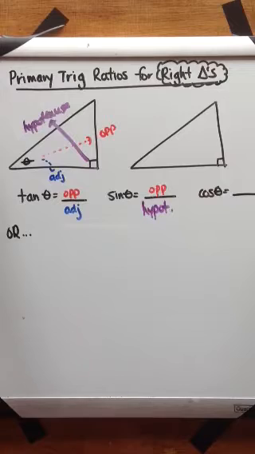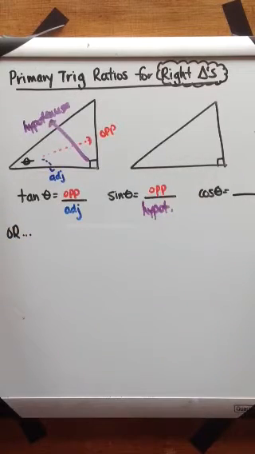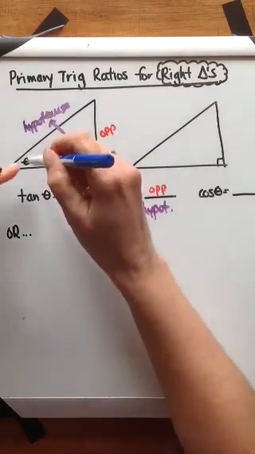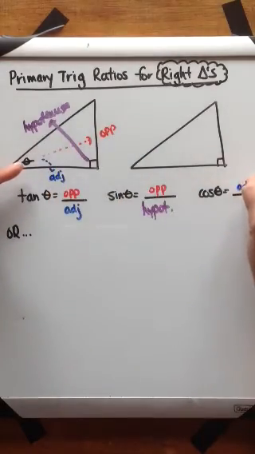And there's one other combination of sides that we can use as well. If you look at the combinations we've used, you can figure that it maybe involves adjacent and hypotenuse as well. And you'd be right. The cosine of an angle is equal to the ratio of its adjacent to its hypotenuse.